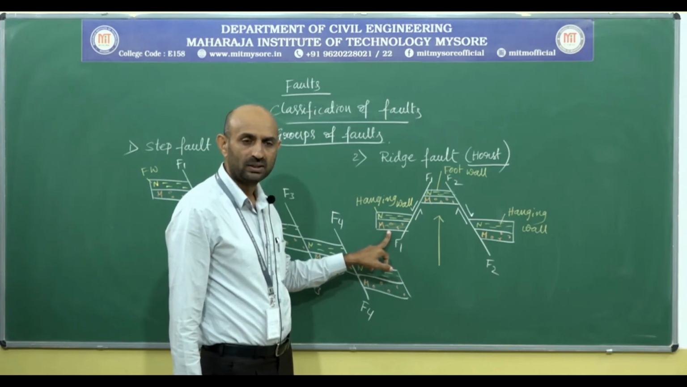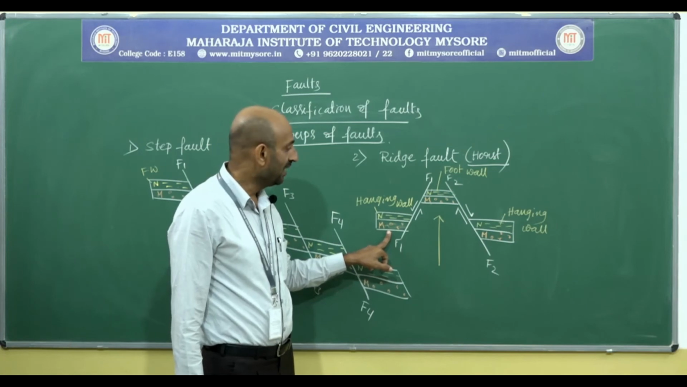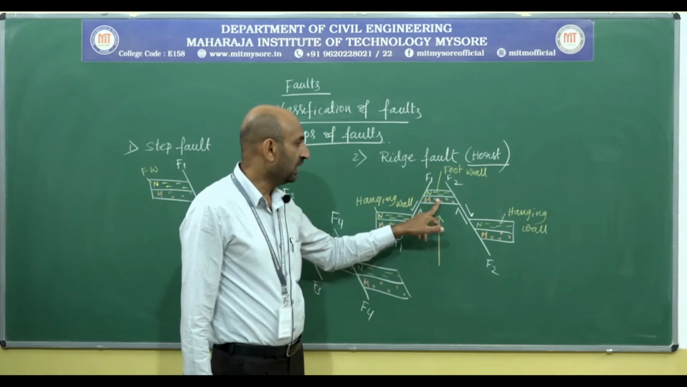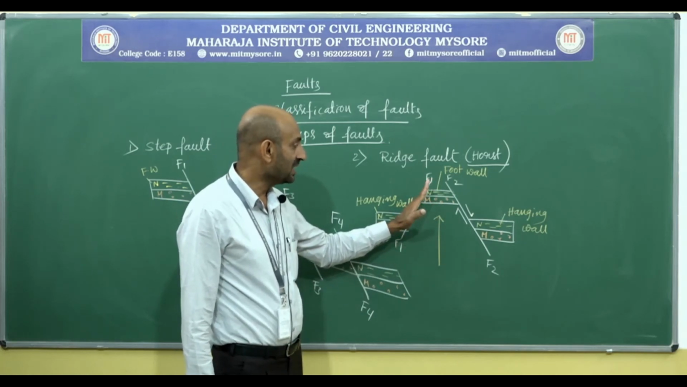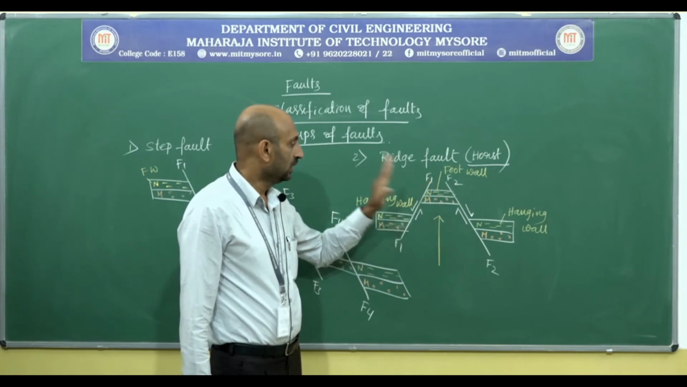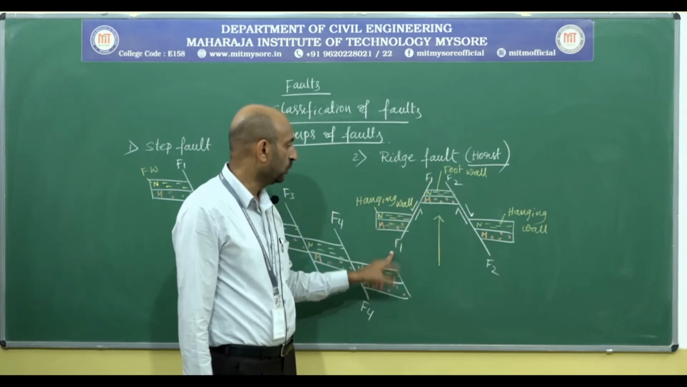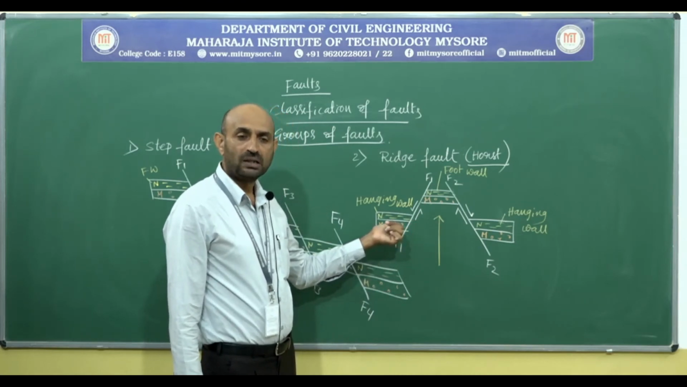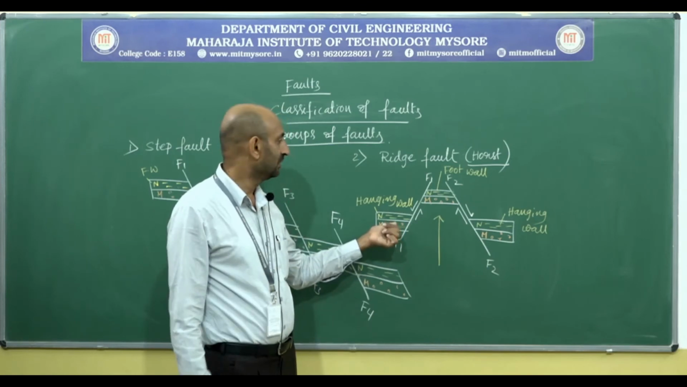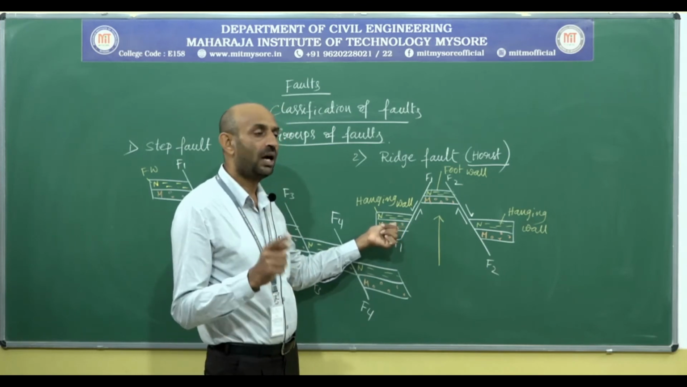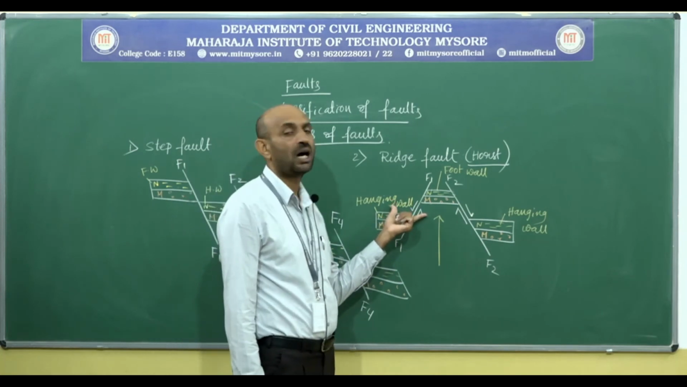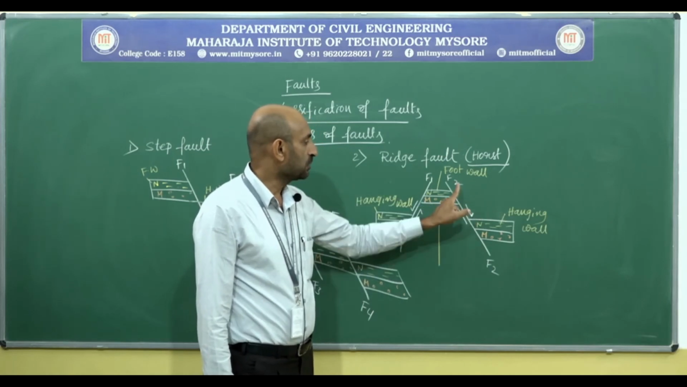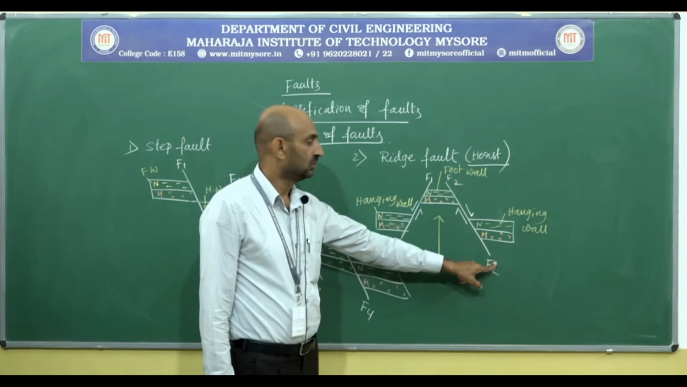What is a hanging wall? A faulted block which lies on the surface of the fault plane. What is footwall? A faulted block which lies under the surface of the fault plane. If we consider F1, we find this one is the hanging wall. When a faulted block has moved downward, when it becomes the hanging wall, then it is called a normal fault. The same thing can be seen with respect to the fault plane F2.